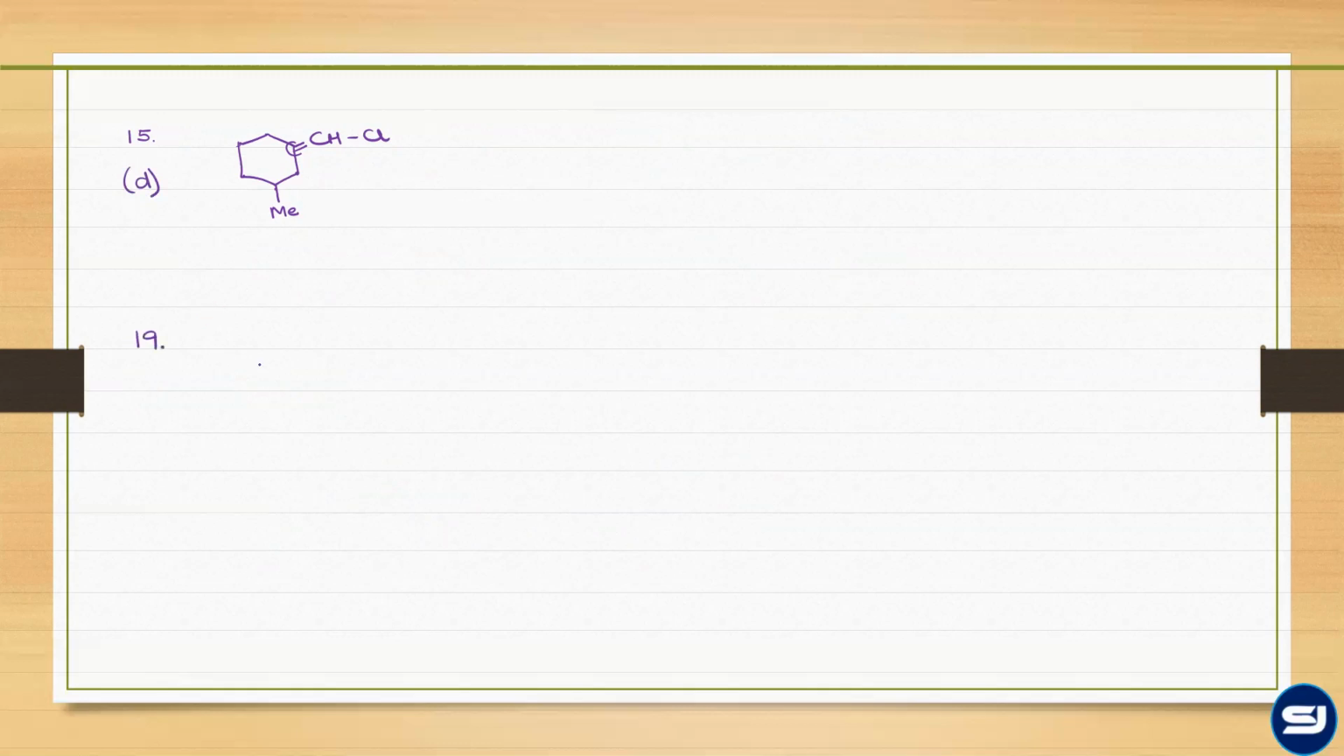Then look at the 19th one. The total number of geometrical isomers possible in the following compound is. Let's see the compound. It's Ph with CH double bond CH. Then there is a cyclohexene, and we have CH double bond CH and CH3. So geometrical isomers पूछा है, तो we will first identify the geometric centers.